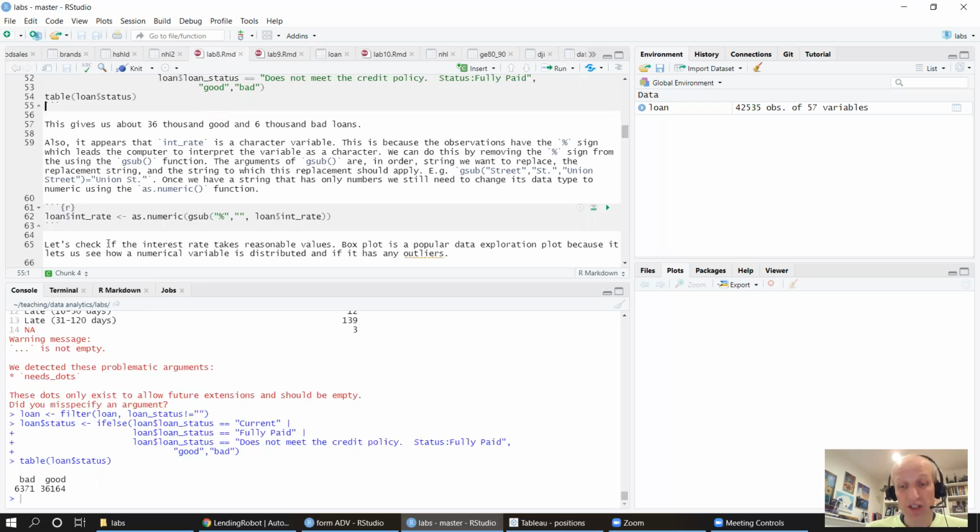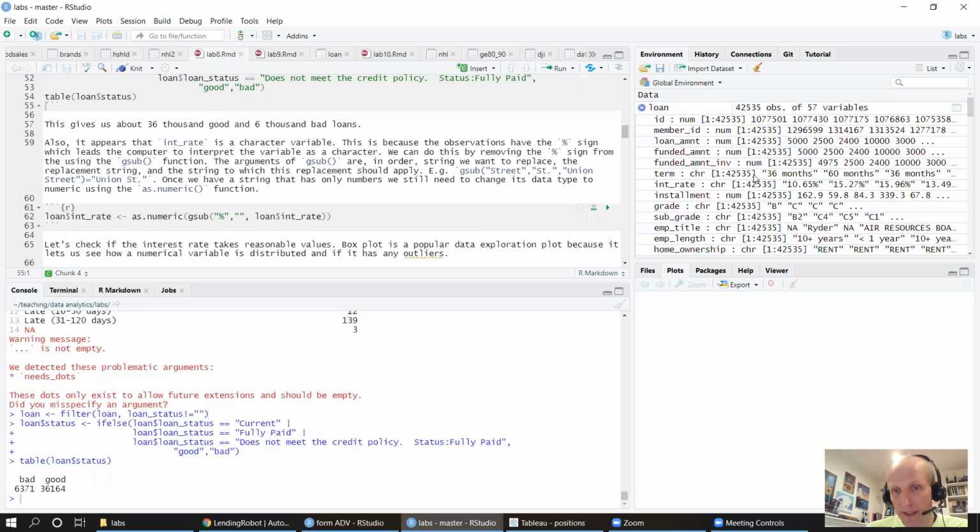The interest rate, if you look at the data type on the interest rate, it looks like a character, and we don't want it to be a character. Interest rate is a numerical variable. read_csv read it as a character because the original data had the percent sign in it. So we need to get rid of the percent sign and make it numeric.